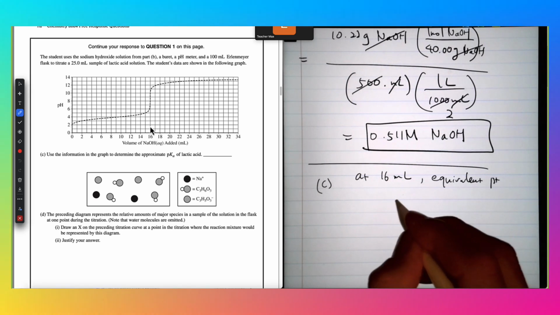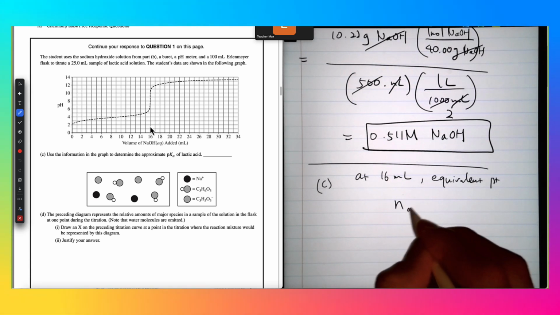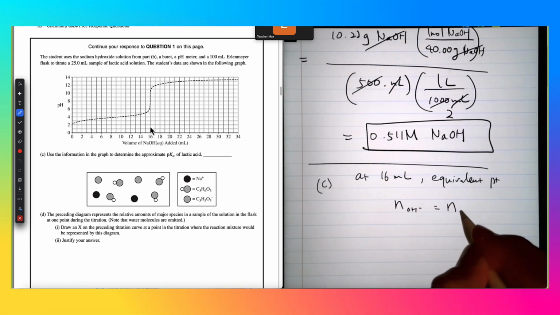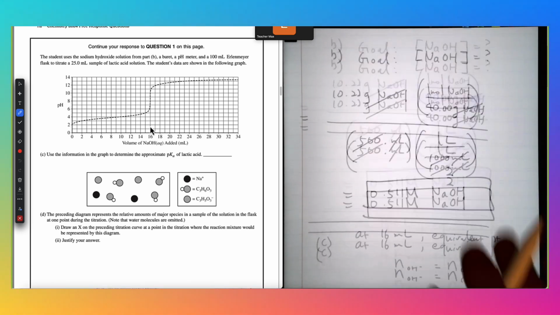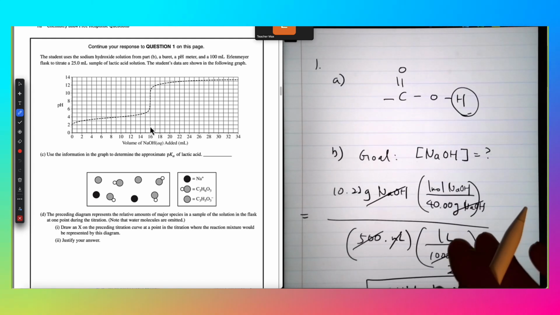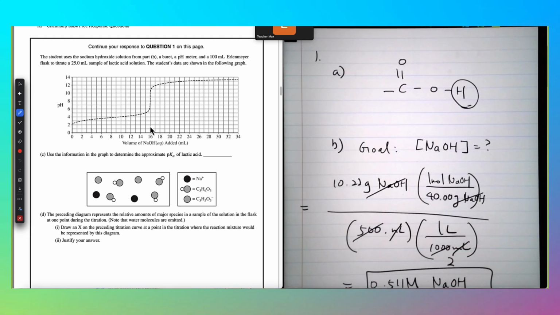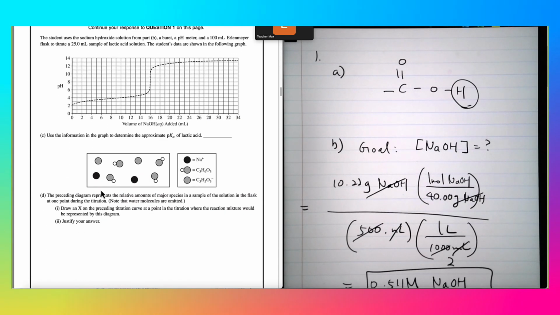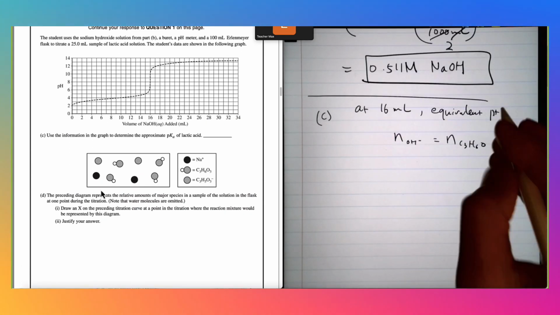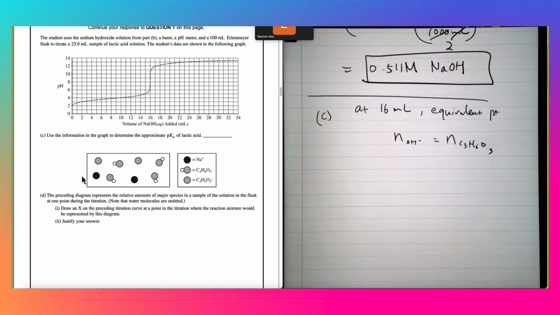Again, that's when the moles of OH minus is equal to the moles of the lactic acid, C3H6O3. Let me double check. Oh, I forgot another 3 here. Okay.